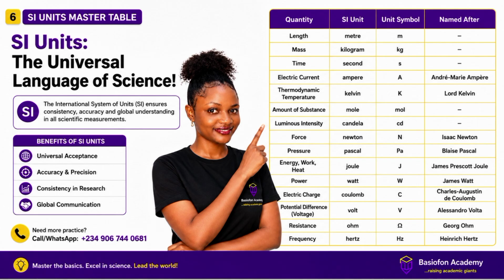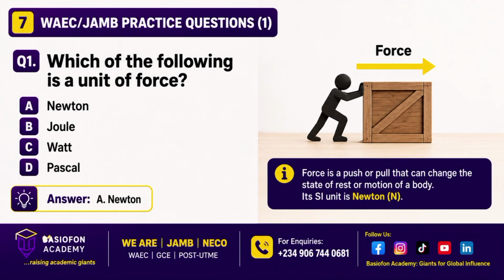Do yourself a massive favor and memorize this table tonight. It will save you a whole lot of stress in the exam hall. Make sure you consider the unit symbol. Don't mix up capital letters with small letters. For example, electric current, its unit is ampere, and the symbol is capital letter A. Don't mistake it for small letter a.